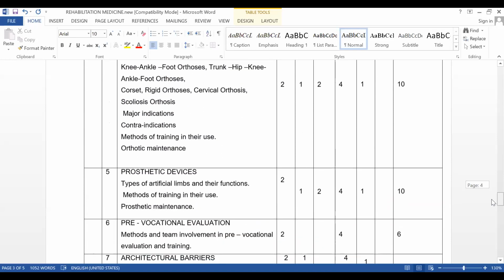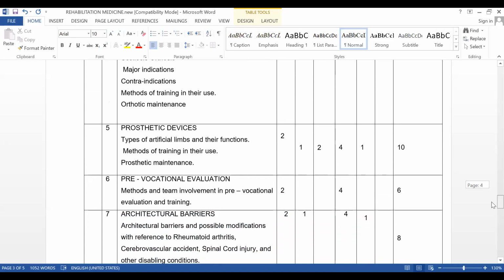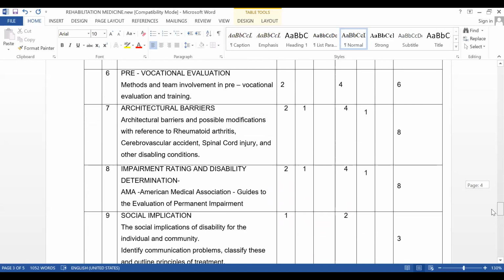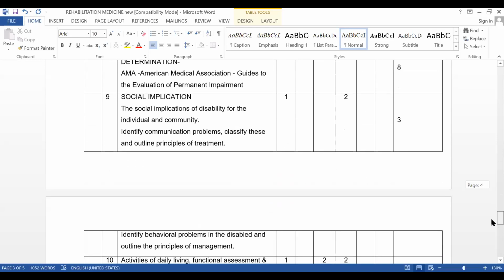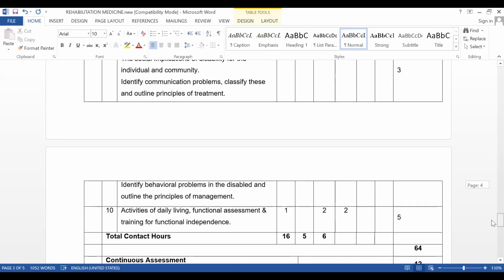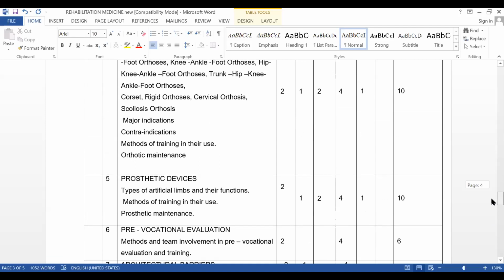Then what are the equipments that can be used for rehabilitating a particular person? Then how we evaluate the disability? Then what are the architectural barriers? Then how we need to improve the aerial activities? So these are the topics we will be covering in this particular subject.